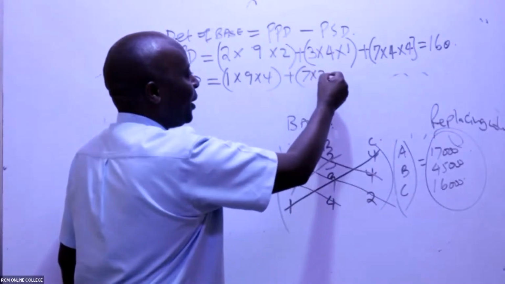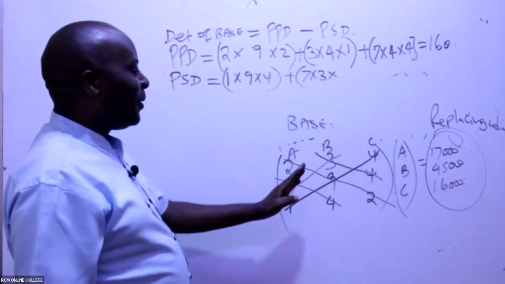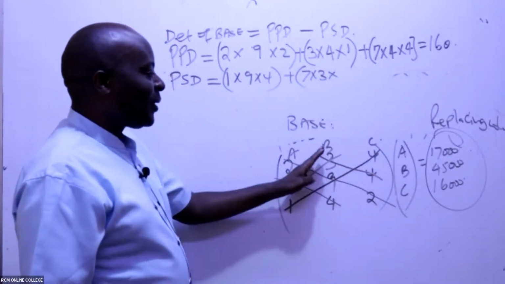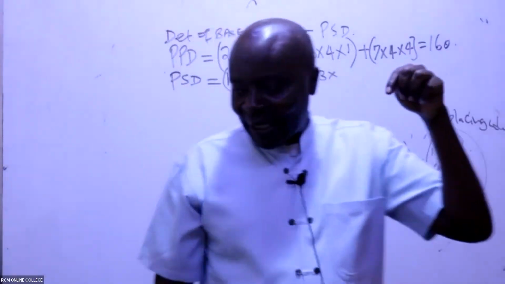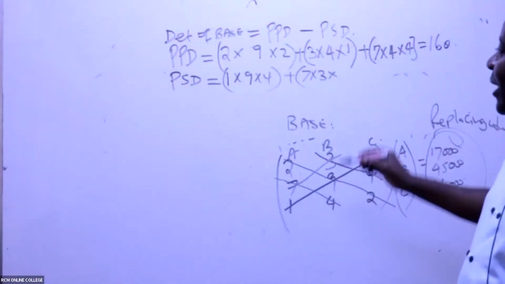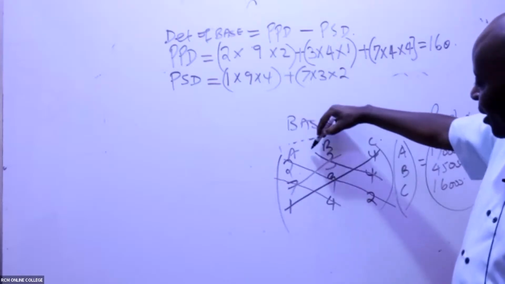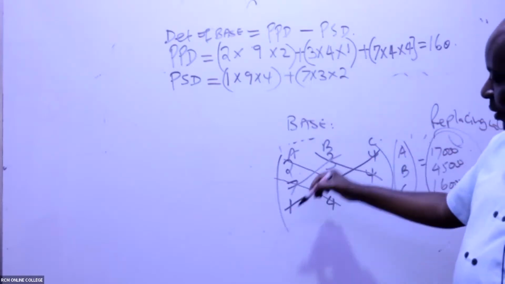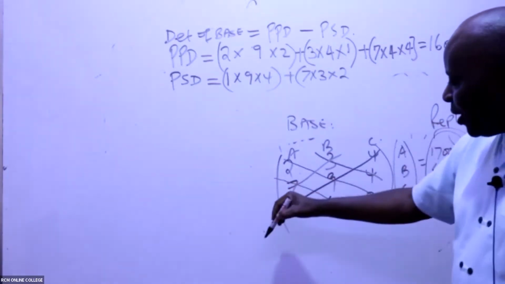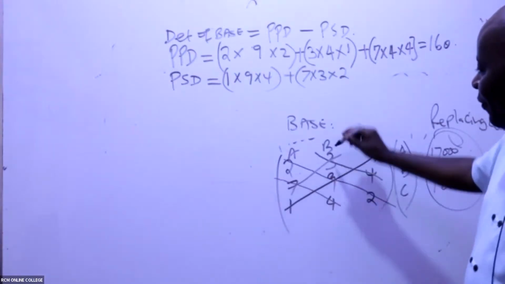7 times 3 times, is there somebody who can give me the third element? 7 times 3 times something. 7 times 3 times 2. You're right, farthest down. 7, 3, farthest down.